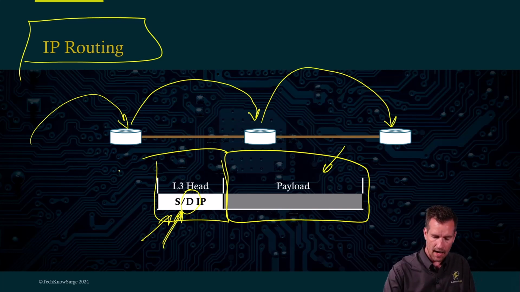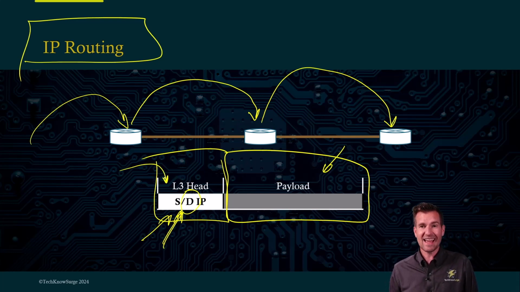Meanwhile, what's happening in this layer 3 header is the time to live is decrementing. That time to live prevents any kind of routing loops or problems. If there is a routing loop, then it gets decremented to know when to discard this packet.